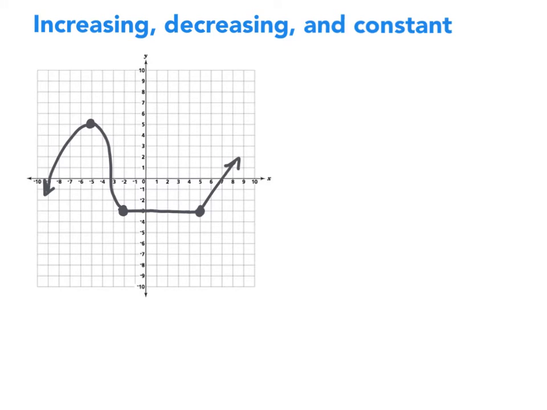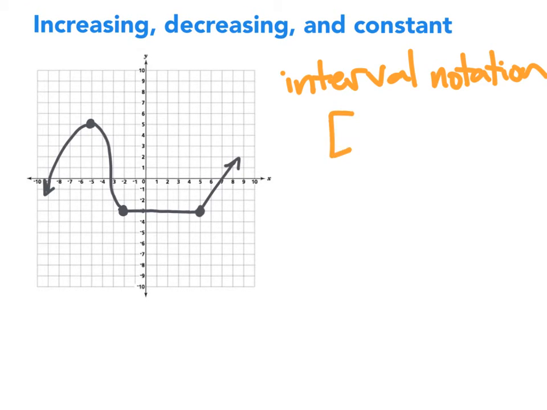All right, increasing, decreasing, and constant. What we want to do is find the intervals where this function is increasing, find the intervals where it's decreasing, and where it's not changing, where the y values are not changing. That's constant. Things to remember, we're going to be doing these with interval notation, and we are never going to use brackets, okay, because at a point like this, you cannot be increasing and decreasing at one single point.